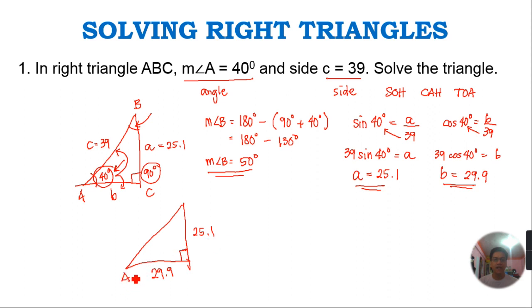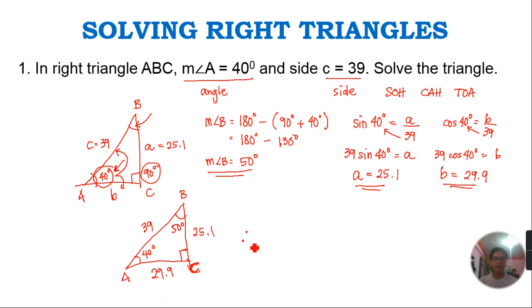Okay, so our angles. Angle A is 40 degrees. Okay, so the value of C here is given, which is 39. Our angle B is 50 degrees. Alright, and this is our angle C, which is given, 90 degrees. Okay, so we are now complete with the right triangle.